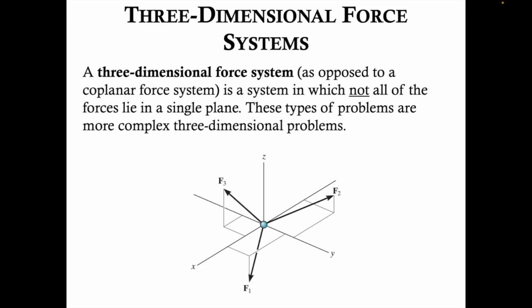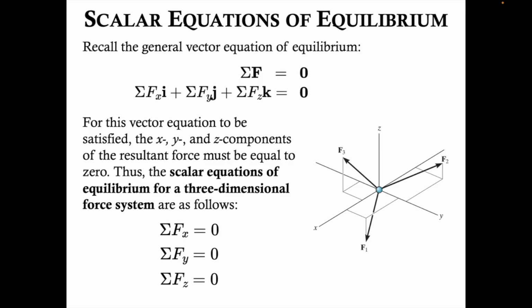A three-dimensional force system, as opposed to a coplanar force system, is a system in which not all of the forces lie in a single plane. These types of problems are more complex three-dimensional problems. Thus, the scalar equations of equilibrium for a three-dimensional force system are as follows. So now we have a third equation as compared to the scalar equations we had for a two-dimensional scenario. We now have three instead of two, where the net force in the x direction must equal zero, the net force in the y direction must equal zero, and the net force in the z direction must equal zero.